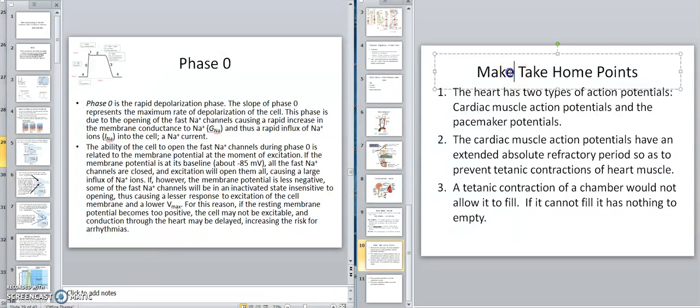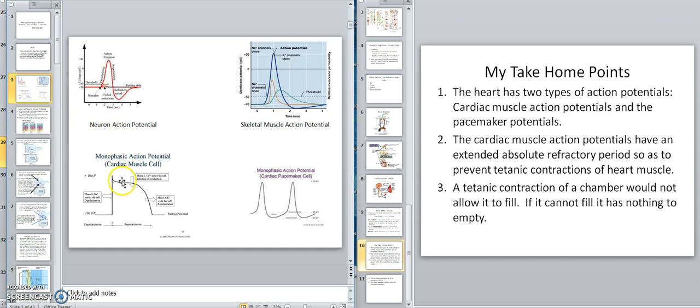Okay, these are my take-home points. One is the heart has 2 types of action potentials. It has the cardiac muscle action potentials and the pacemaker potential. The cardiac muscle action potential and the pacemaker potential.